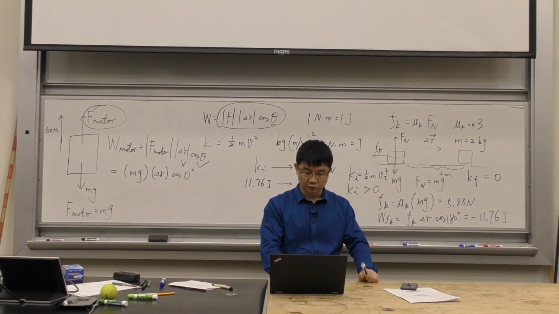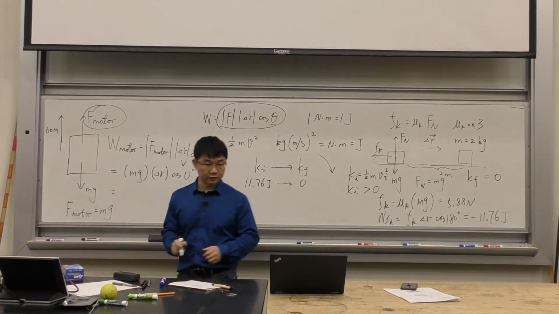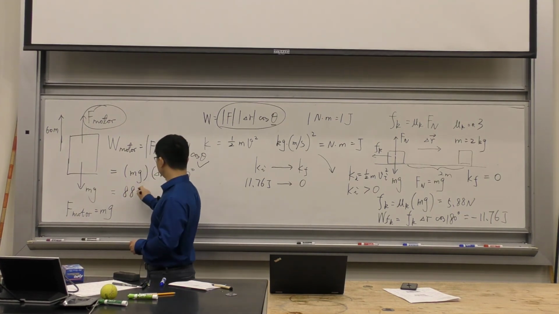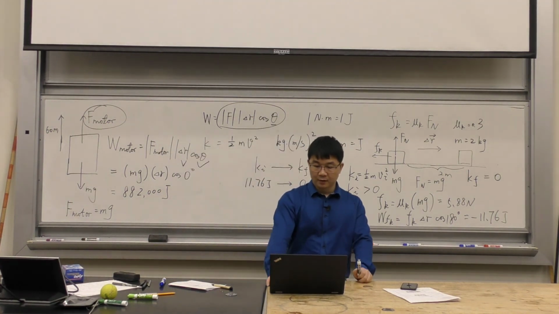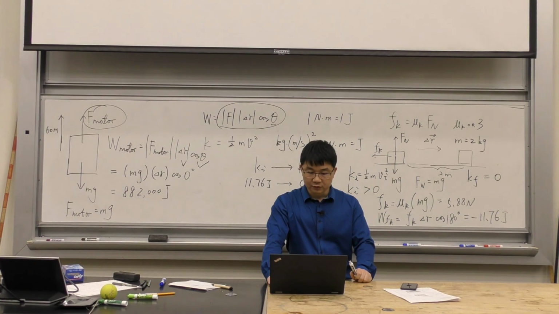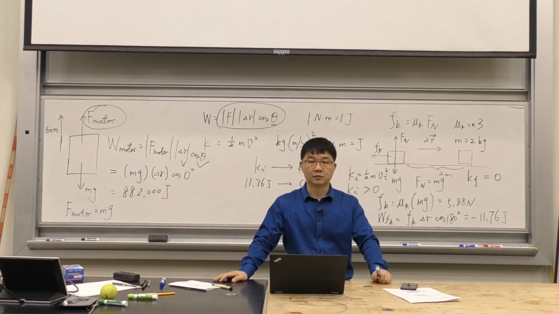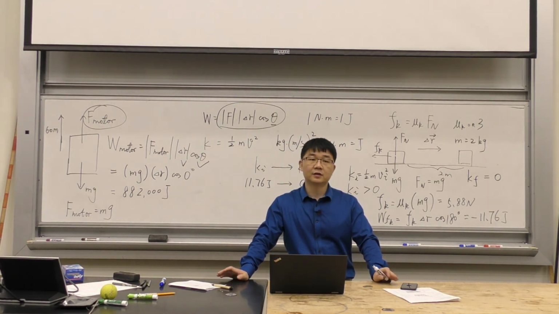All right, what is your answer? The answer I got is a very large number, 882,000 joules. So that's the work done by the elevator motor on this elevator, right? Now, I still want to ask you this question. The motor is doing work on the elevator. Where did the work go?